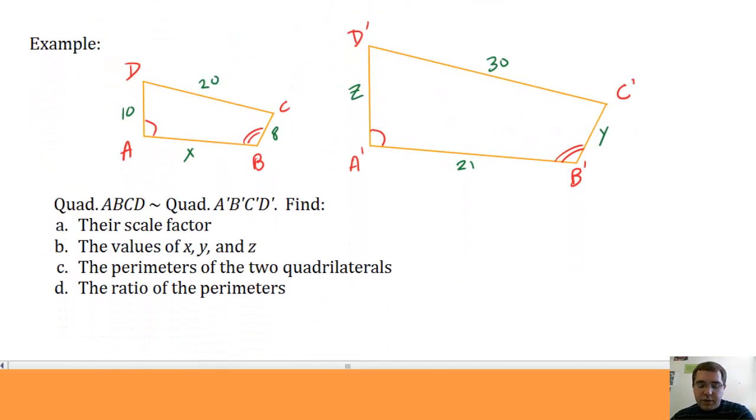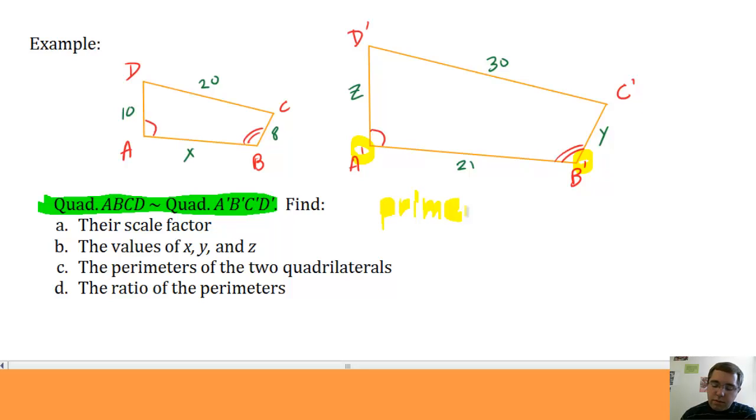Here's an example of two similar polygons. We're told that quadrilateral ABCD is similar to quadrilateral A prime, B prime, C prime, D prime. That's what they tell us right here. These little apostrophe things above the letters mean the word prime. And that's just a way of denoting that this point of the right-hand polygon corresponds with point A over here. So we'll call it A prime to emphasize that it corresponds with point A.